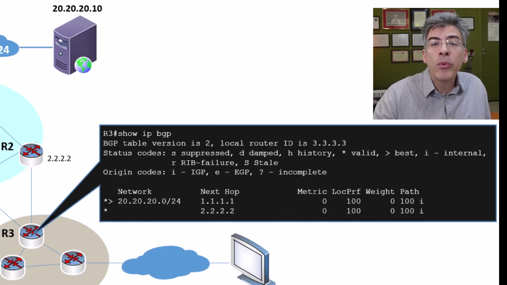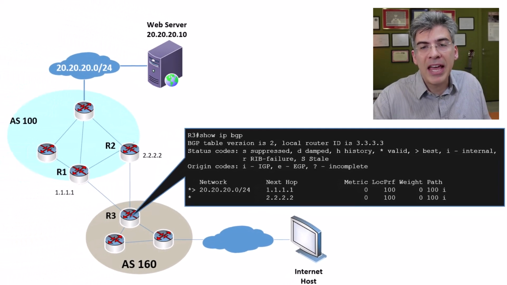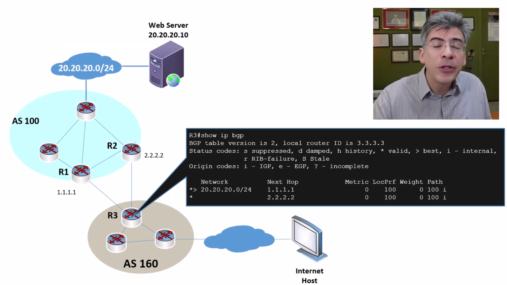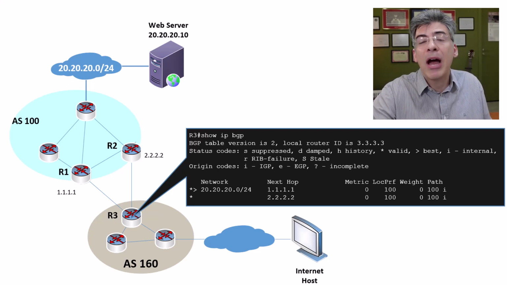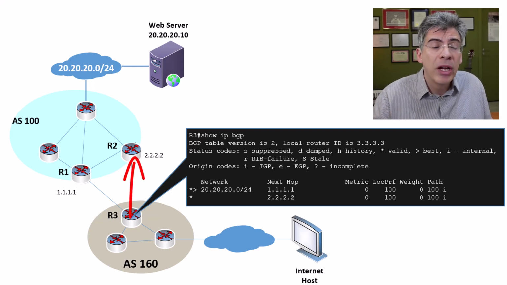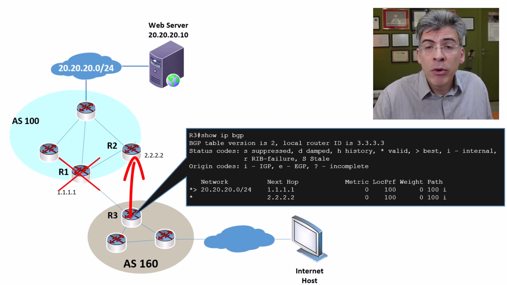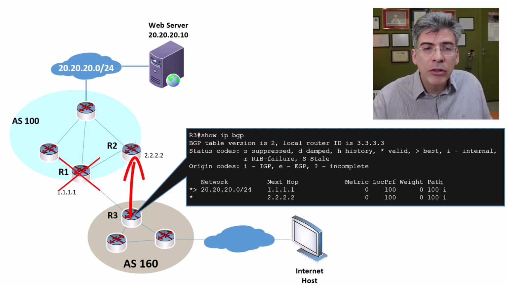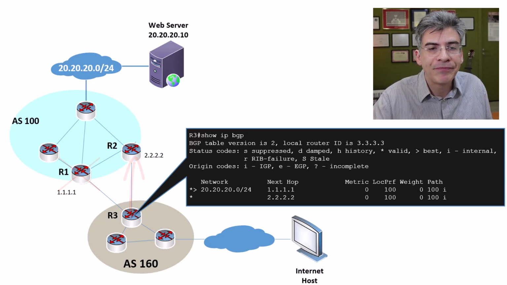Now let's say that we are the administrators of AS100 and we want to influence how AS160 sends traffic into our AS. Let's say we want to cause all traffic to come into AS100 via R2 and not via R1. We can achieve this using MED. Remember, the lower the MED value, the higher the priority.